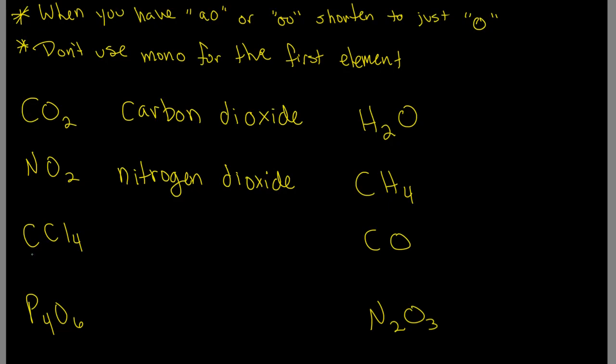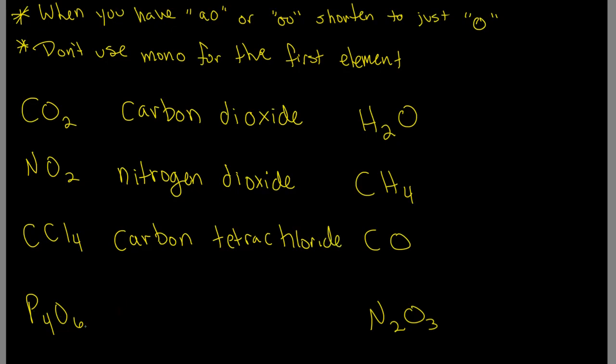Next one I got CCl4. Make sure you don't mistake this for carbon and iodine. Cl is chlorine. So carbon stays carbon. Chlorine changes to chloride, and I have a 4. So that's tetra. So it's carbon tetrachloride.